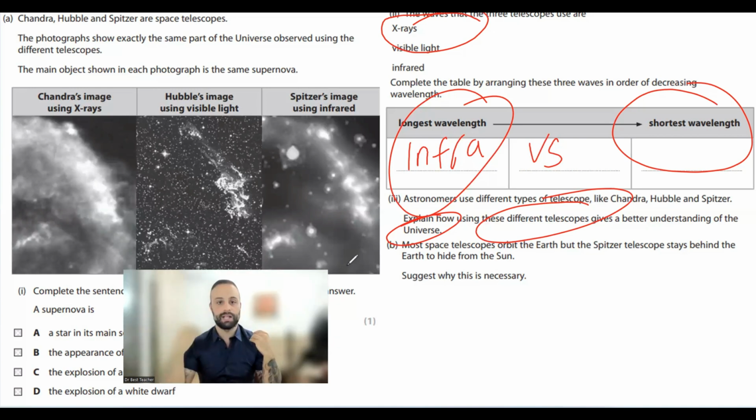Because the sun is releasing an immense amount of infrared radiation, and you won't be able to detect other infrared radiation, maybe infrared radiation given off by a certain black hole, or maybe given off by, for example, a supernova explosion or a neutron star and so forth. You will be missing this type of information because you'll be oversaturated with the infrared radiation given off by the sun.